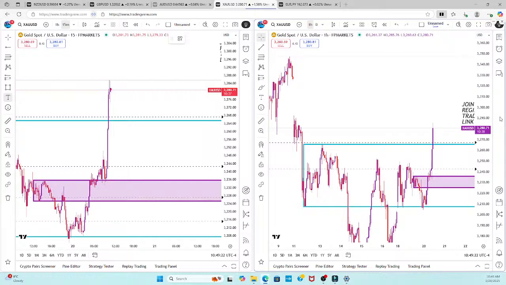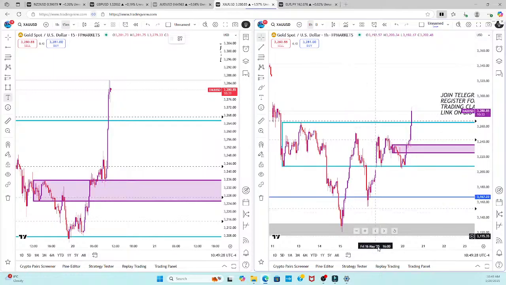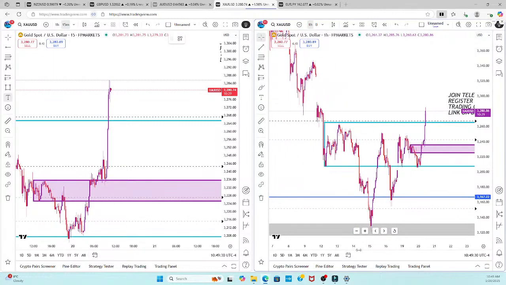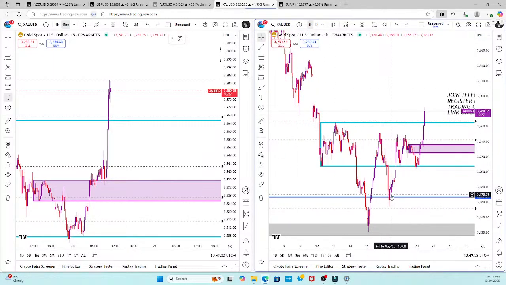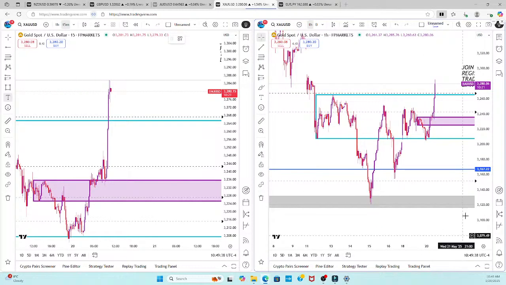Okay, so on this 1 hour time frame, gold has switched from a downtrend to an uptrend. Now the switch actually happened.